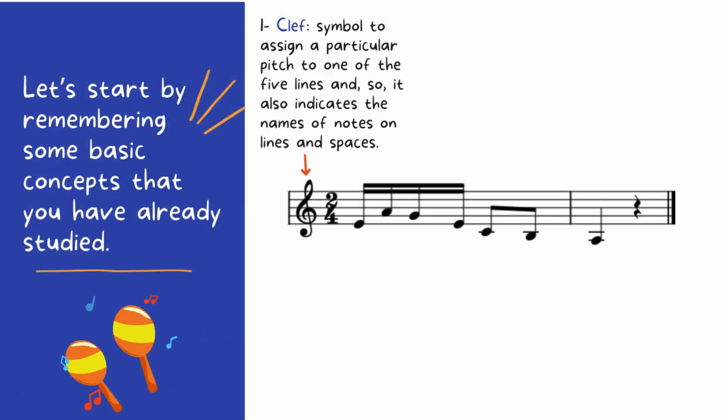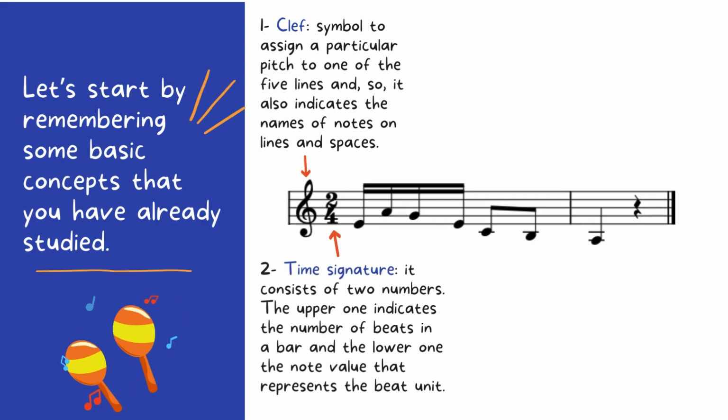Let's start by remembering some basic concepts that you have already studied. The first one is clef, a symbol to assign a particular pitch to one of the 5 lines and, so, it also indicates the names of notes on lines and spaces. The second one is the time signature. It consists of 2 numbers. The upper one indicates the number of beats in a bar, and the lower one, the note value that represents the beat unit.